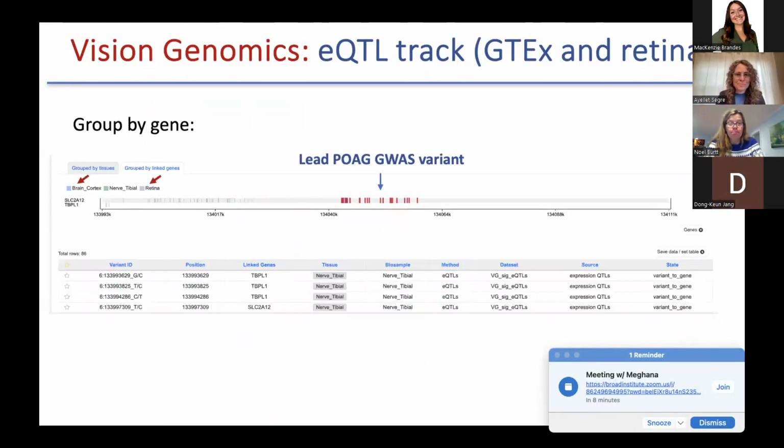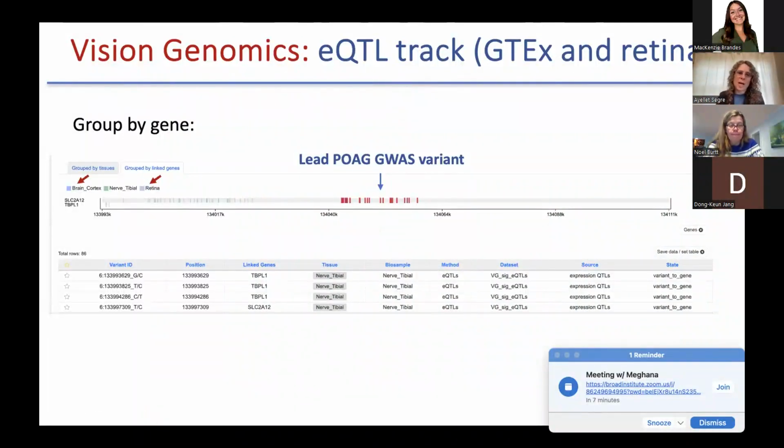So we're working with the team also to add the colocalization and MR results to these tracks. And here's grouping by gene. So each row is a gene, and the color coding is for the different tissues. And there's a drop-down box where you can choose which tissues to look at.